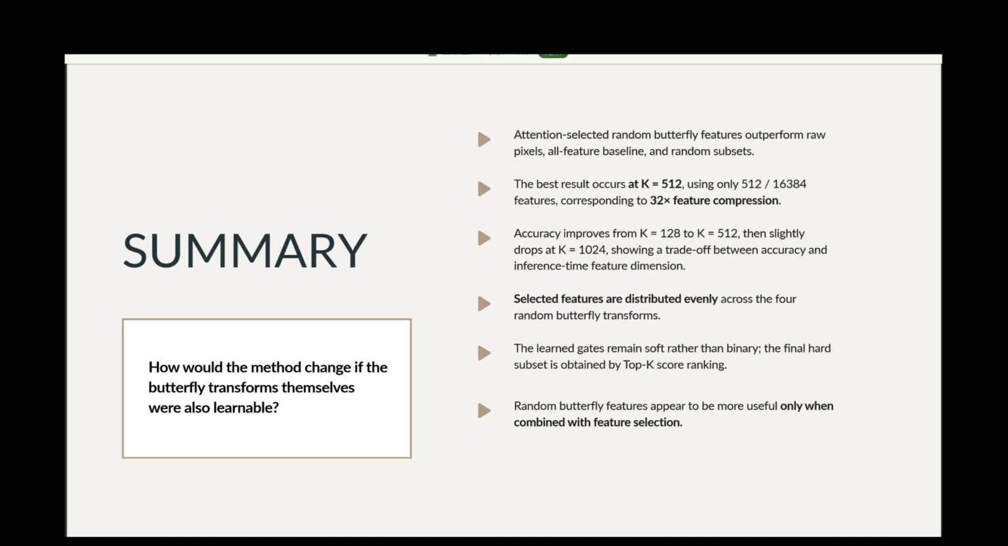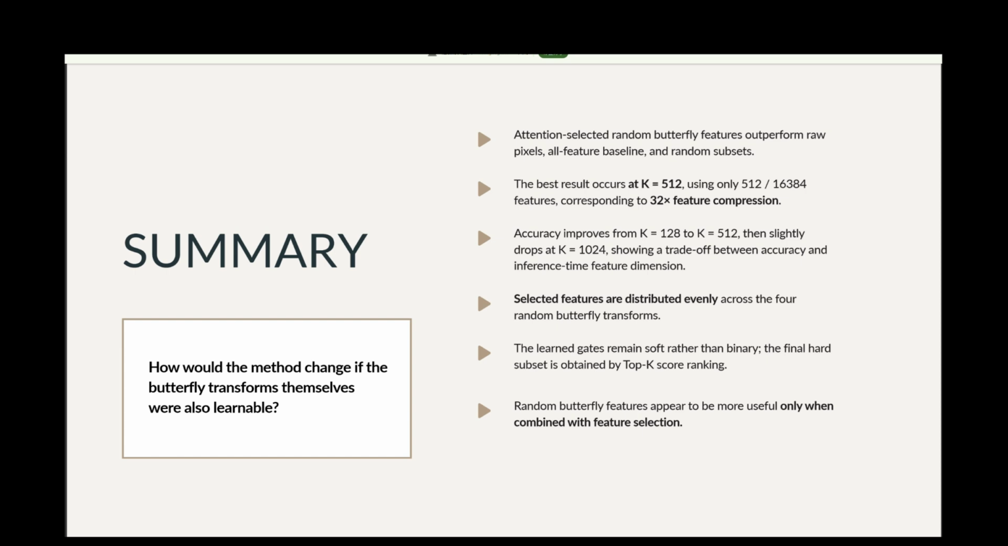But if the butterfly transform becomes learnable, then the problem becomes feature learning plus feature selection. We should focus on whether the learned butterfly transform can produce more case-specific features for CIFAR-10, and whether this reduces the need for aggressive feature selection.